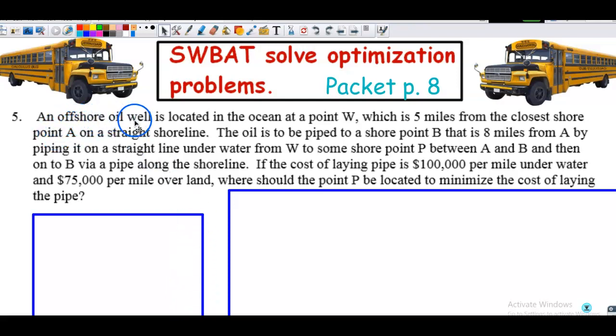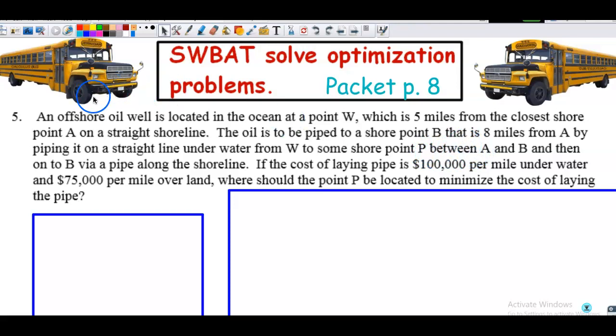An offshore oil well is located in the ocean at point W, 5 miles from the closest shore point on a straight line shore. The oil is to be piped to a shore point, B, that is 8 miles from A, by piping it on a straight line underwater from W to some shore point P between A and B. That's a lot of words.